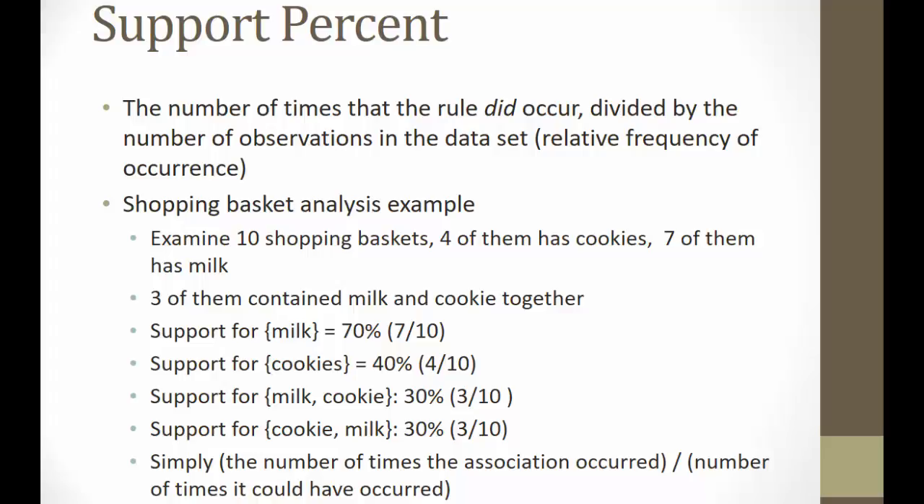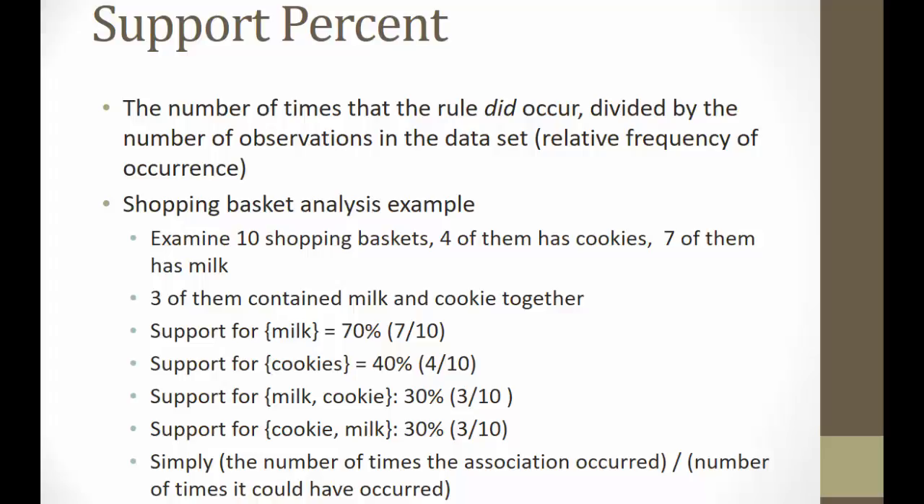Let's say that we are examining 10 shopping baskets. 4 of them contain cookie and 7 of them contain milk. Now we know that 3 of them contain both milk and cookie. Now if we are looking for the support for only milk in our analysis, it's 7 out of 10 or 70%. Remember, 7 of the baskets contained milk, so the support for milk, or the relative frequency of occurrence of milk in this data set, is 70%. The support for cookies is 40%. Remember, 4 out of 10 contain cookies.